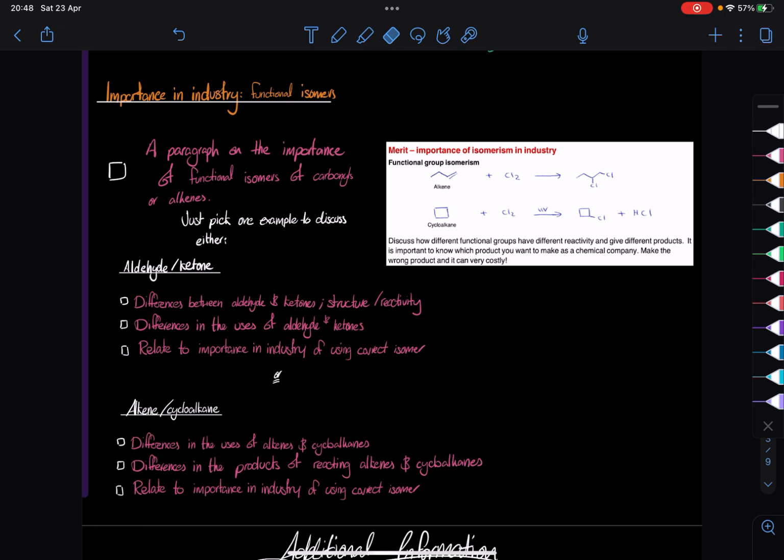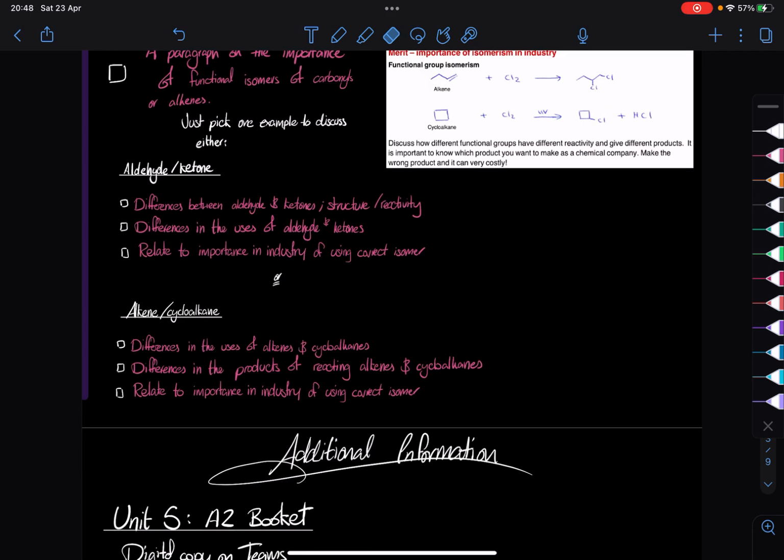How are they both different? And you're going to have to do a bit of research for that. The differences in the uses of aldehydes and ketones. So how are they different in their use? And then I want you to relate to the importance of industry of using the correct isomer. So for example, if you're a company that makes acids, which one of these would you most want to use in order to produce acids? That kind of stuff.